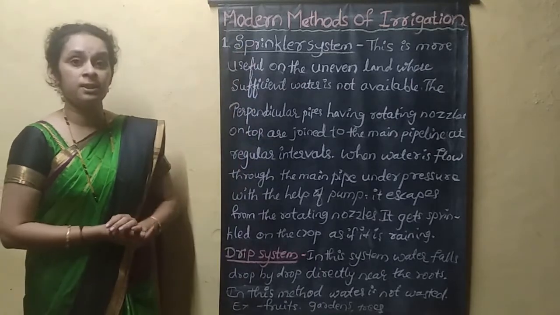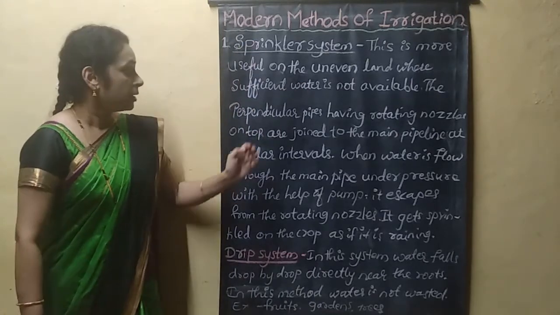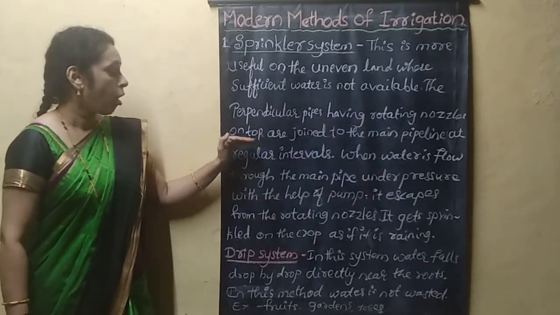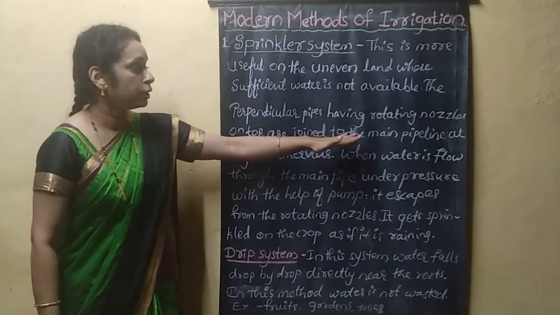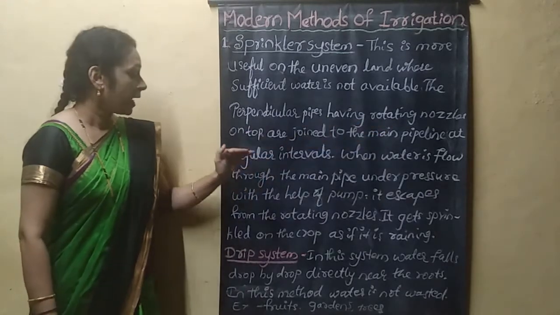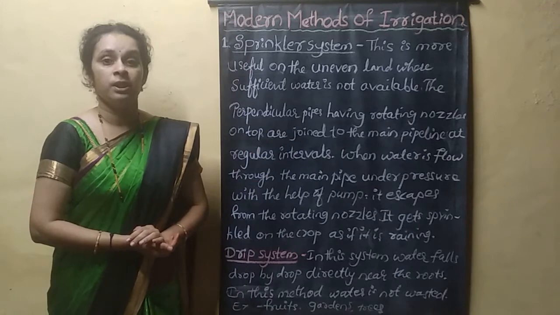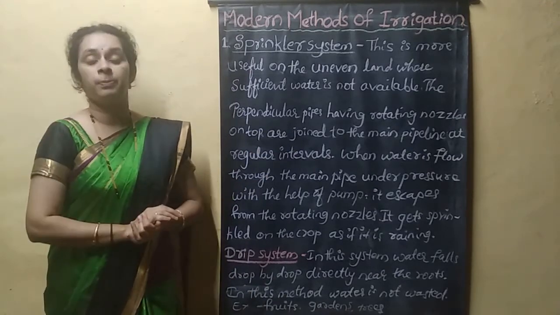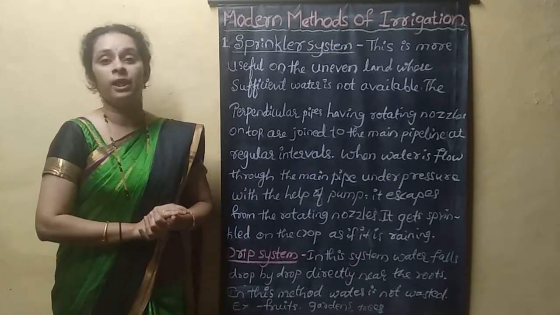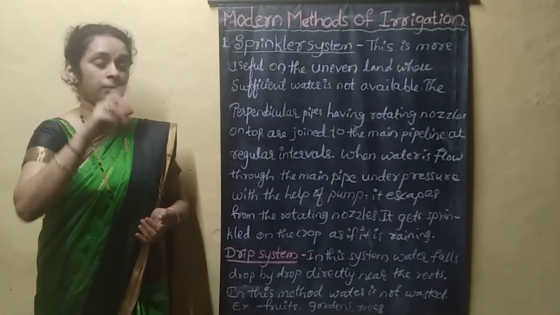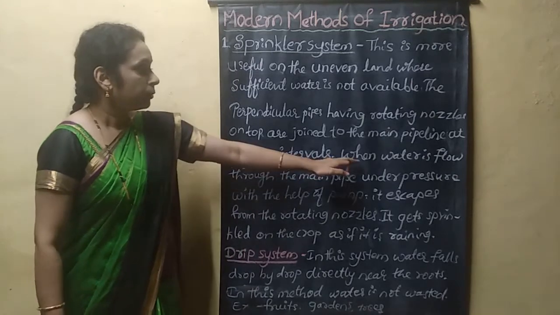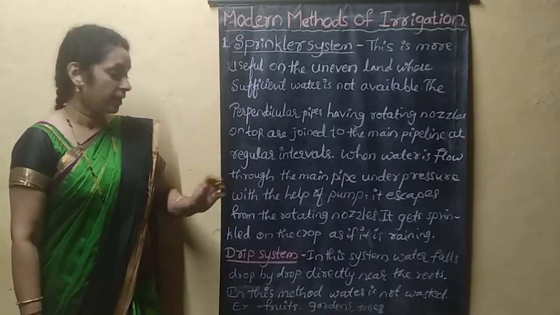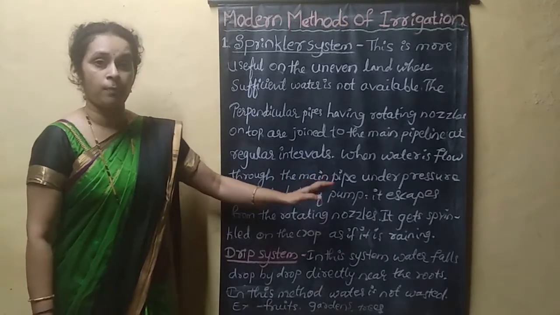In this sprinkler system of irrigation, perpendicular pipes having rotating nozzles on top are joined to the main pipeline at regular intervals. The main pipe has perpendicular pipes. At the top of each perpendicular pipe, you will come across a rotating nozzle. It will rotate when water flows through the main pipe under high pressure with the help of a pump.